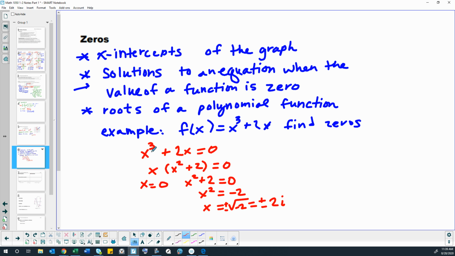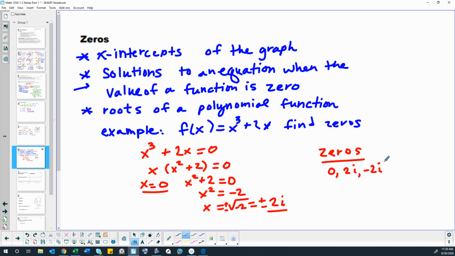The highest power of this function is 3. We call that the degree of our polynomial function, and if it has a power of 3, then that means it has 3 zeros, which this one does. It has x equals 0, and it has plus or minus 2i. So, to make it clear, the zeros are 0, positive 2i, and negative 2i.